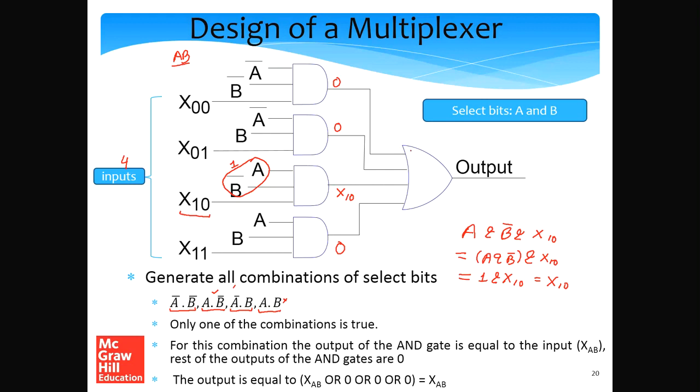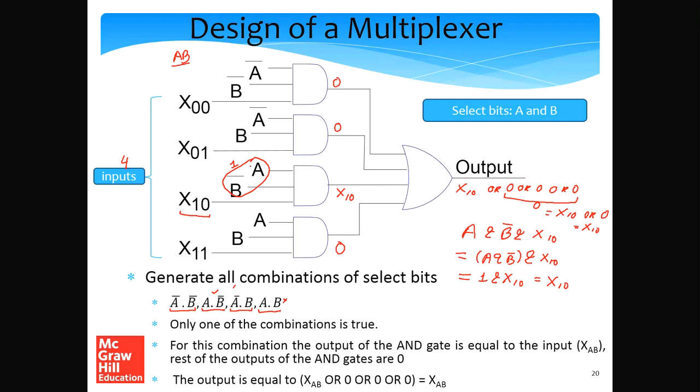Now let's consider the OR gate that we have over here. Since all the rest of the values are 0, the output will also reflect the input, because any Boolean variable ORed with 0 is the Boolean variable itself. So what we are effectively computing is x10 or 0 or 0 or 0. So 0 or 0 or 0 is 0, and essentially this is x10 or 0, which is x10.